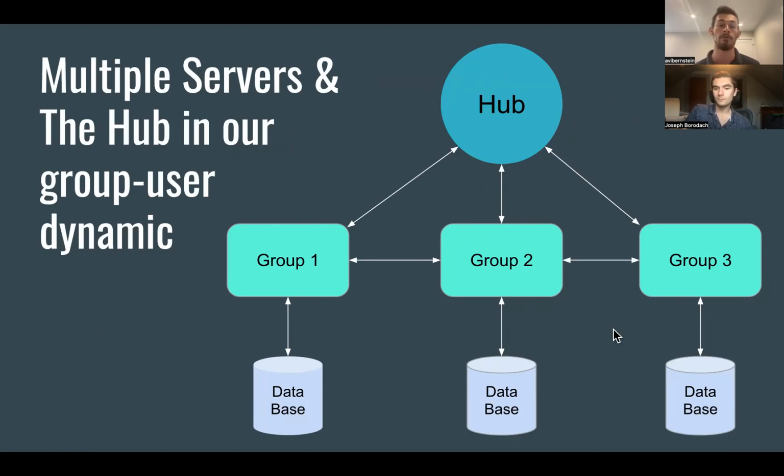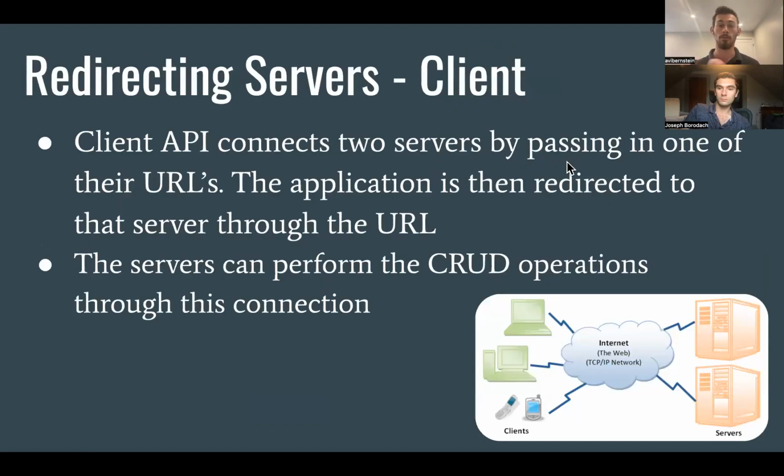Now, it's one thing to have multiple groups running, but how do the servers communicate with one another? To solve this, we use Client API. Client API connects two servers by passing in the server you want to connect to, passing in that URL. As the application is running, the application will be redirected to that server's URL, and you'd be able to do CRUD operations on the connected server's data, or for our application, the hub is able to connect to all of the groups and update their maps.